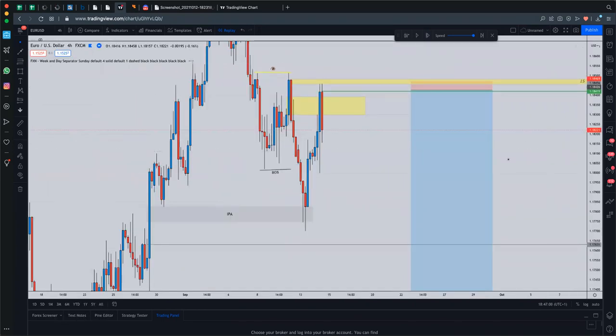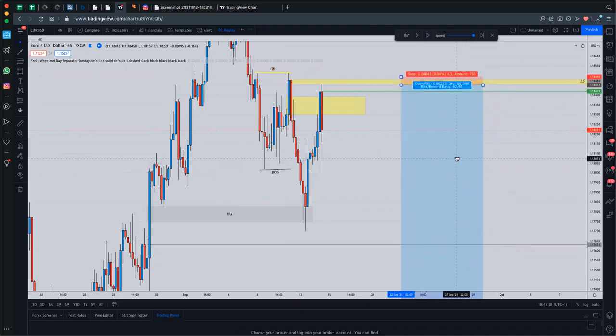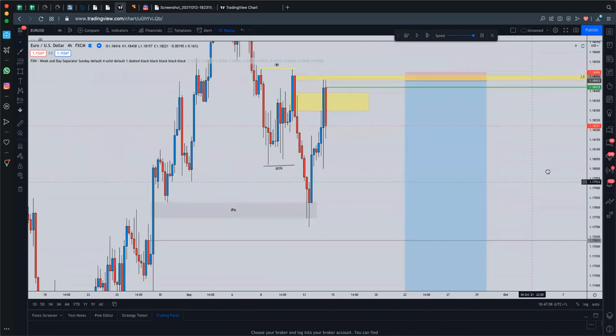Let's go H4. Okay, and I'll just show you some risk to reward in regards to that. Initial entry was here. So now we've got our entry. What are we targeting?